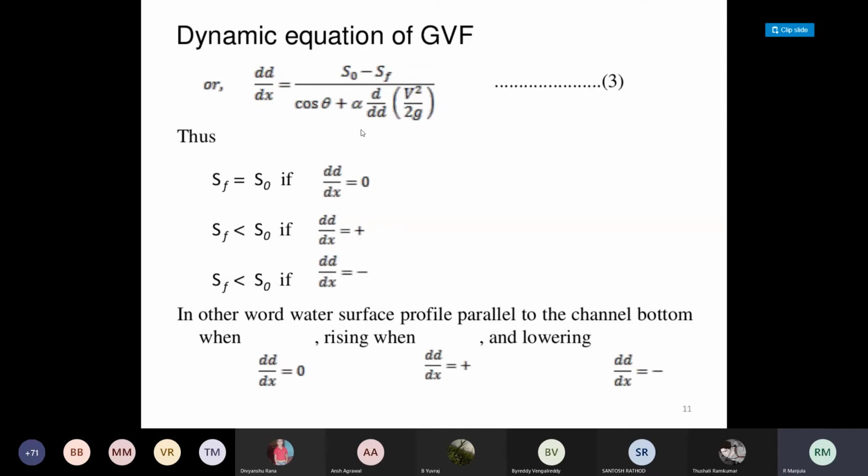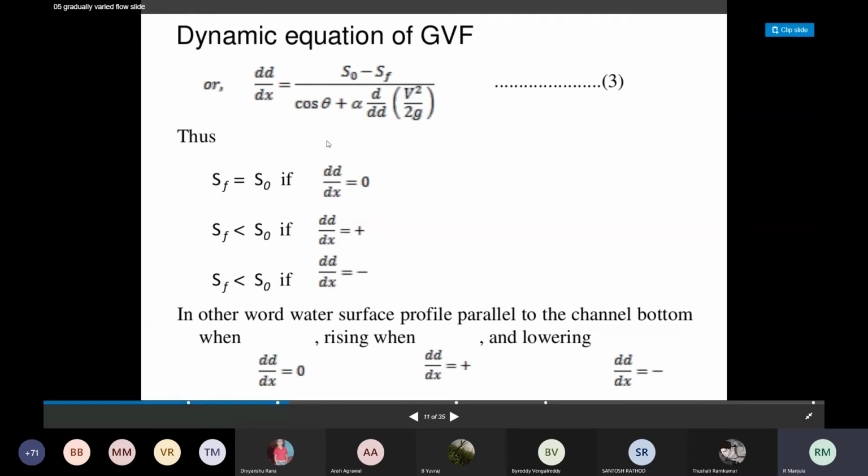Okay, now there are three conditions. Suppose SF is the friction slope, the energy slope, and S0 is the bed slope. If S0 is equal to SF, both are the same, then this becomes 0, so your dd by dx becomes 0. If SF is less than S0, that is, the friction slope, the total energy slope, is less than S0, then this becomes positive because S0 will be higher. And if SF is higher than S0, then the slope becomes negative.